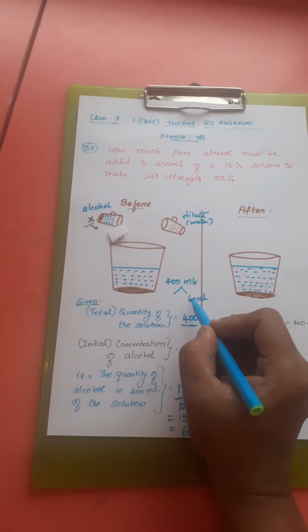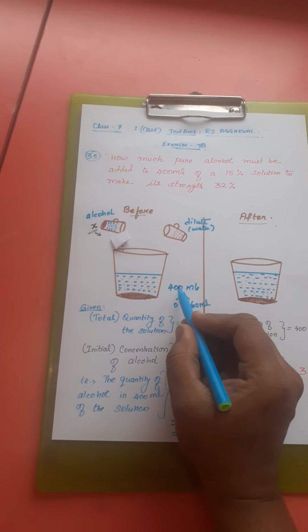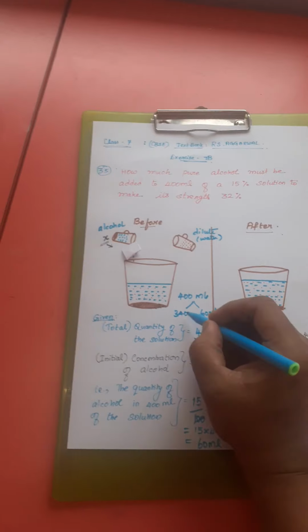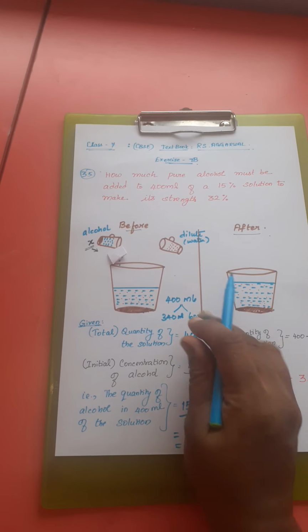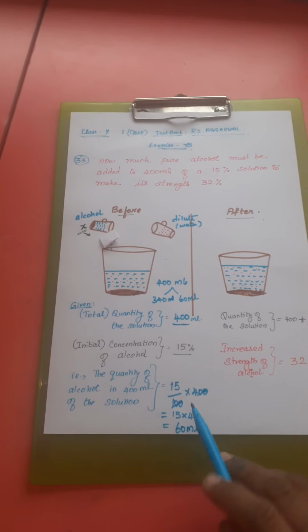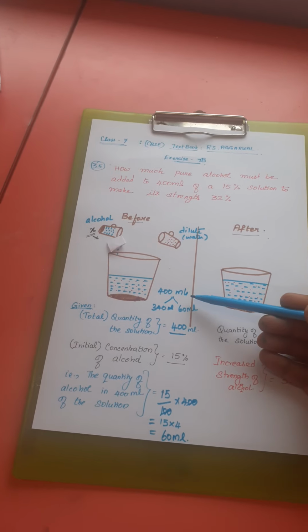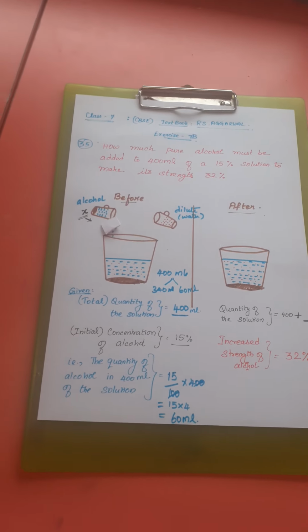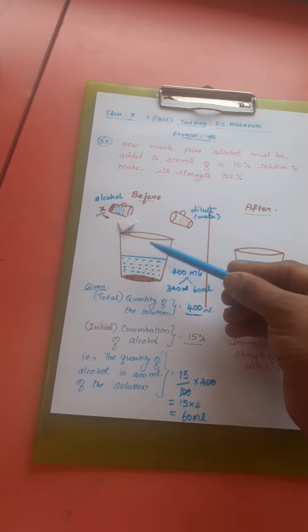So 400 minus 60, how much will it be? 340. So 340 ml will be water. We are not in need of this, only the 60 ml, but let me note it for better understanding. So 60 ml of alcohol is there, and 340 ml of water is there.